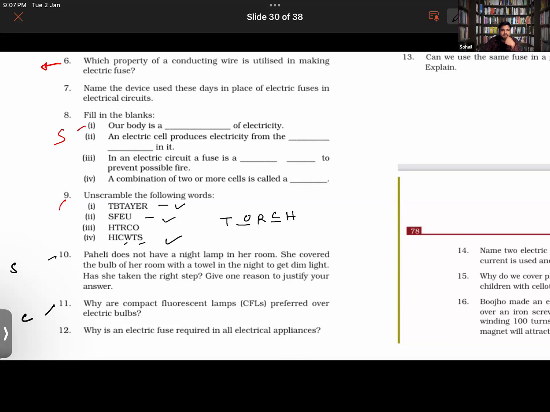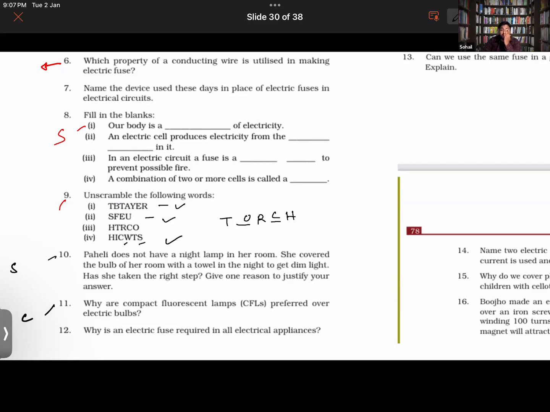Sir, should I say the answer? You have to see the answer. No, she has not taken the right step. Why is it so? Because the electric bulb wastes electric energy in the form of heat.